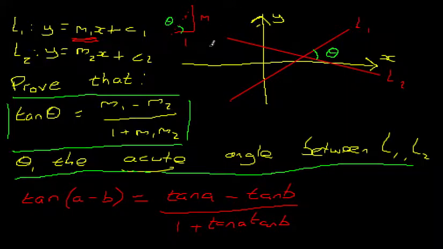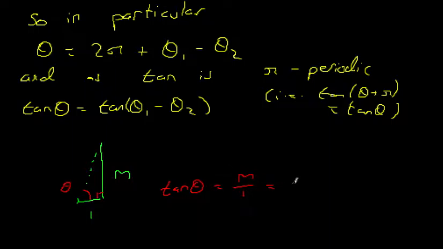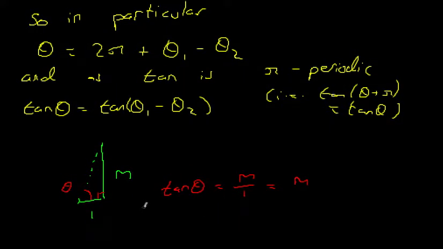In fact, I'll draw this out much better here. So if we have, for every one that we go across, we go up by m, right? This is our line. Then this angle here, theta, by our basic trigonometry, because this is a right angle, we have that tan theta equals the opposite divided by the adjacent, which is m over 1, which is m. So tan of theta 1 is m1, and tan of theta 2 is m2.